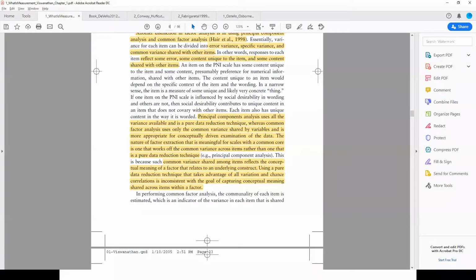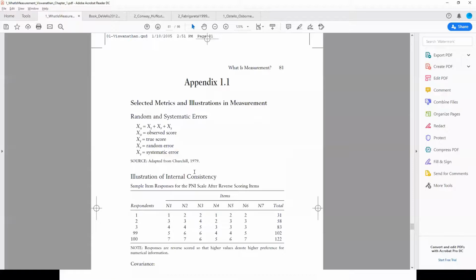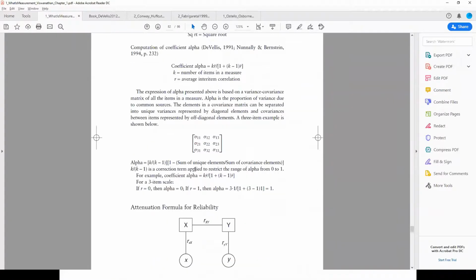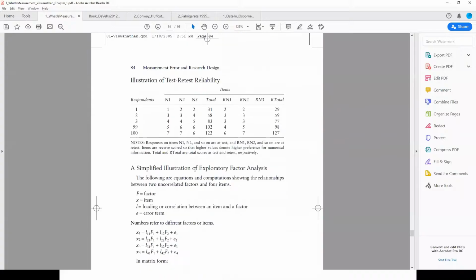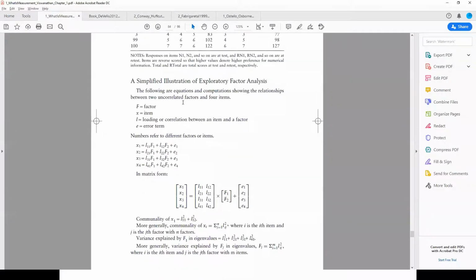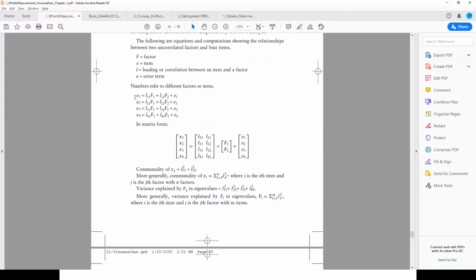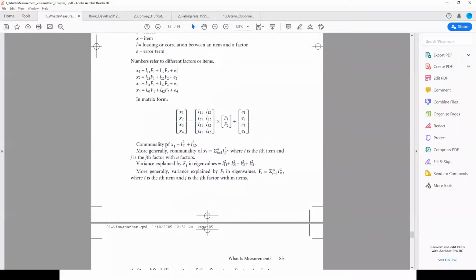Go to page number 81, the appendix of Madhu Vishwanathan's paper, and go to the part on factor analysis. So page number 84. Look at this equation. It is very similar to what I have written. X1, that is the item, equals lambda 11 times F1 plus lambda 12 times F2 plus error 1, and so on. The communality of item X1 is going to be lambda 11 square plus lambda 12 square. So this is the formula for communality.